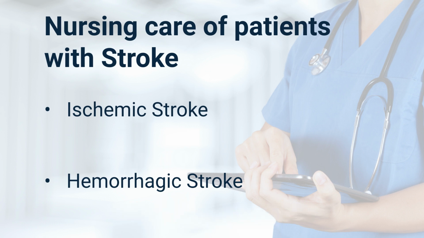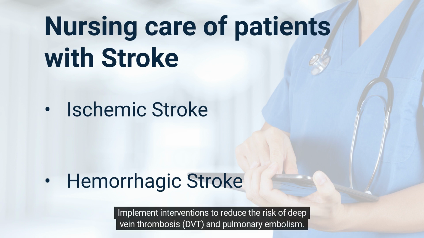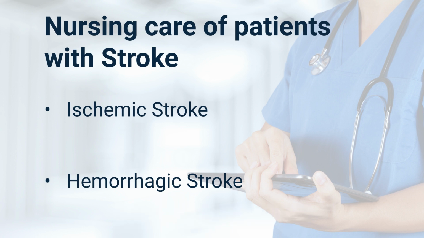Neurological care. Position the patient to prevent complications, like pressure ulcers or contractures. Monitor for neurological changes or worsening symptoms, and report any findings promptly. Implement interventions to reduce the risk of deep vein thrombosis, DVT, and pulmonary embolism.